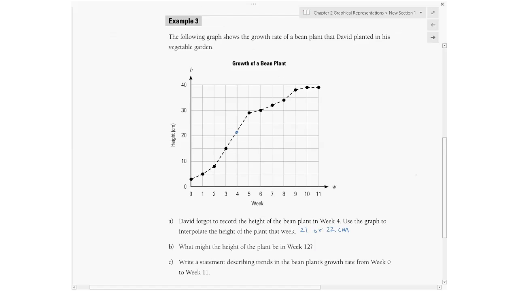What might the height of the plant be in week 12? Well, let's see what's happening here. This would be week 12 about here, and what's happening with our graph? Well, it seems to have kind of leveled off. It's not really growing anymore. Week 10, week 11, they're almost exactly the same. So I'm going to guess that week 12 is going to be about the same.